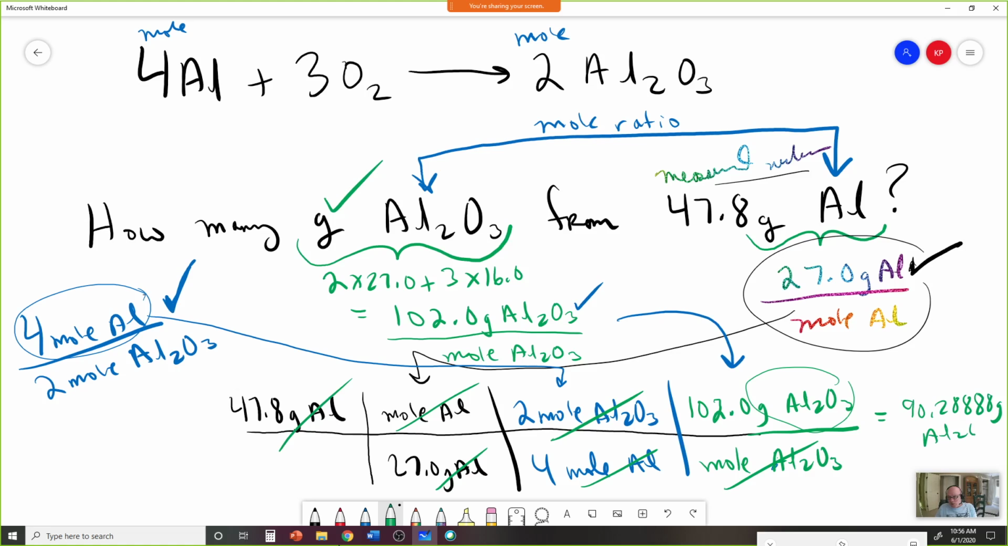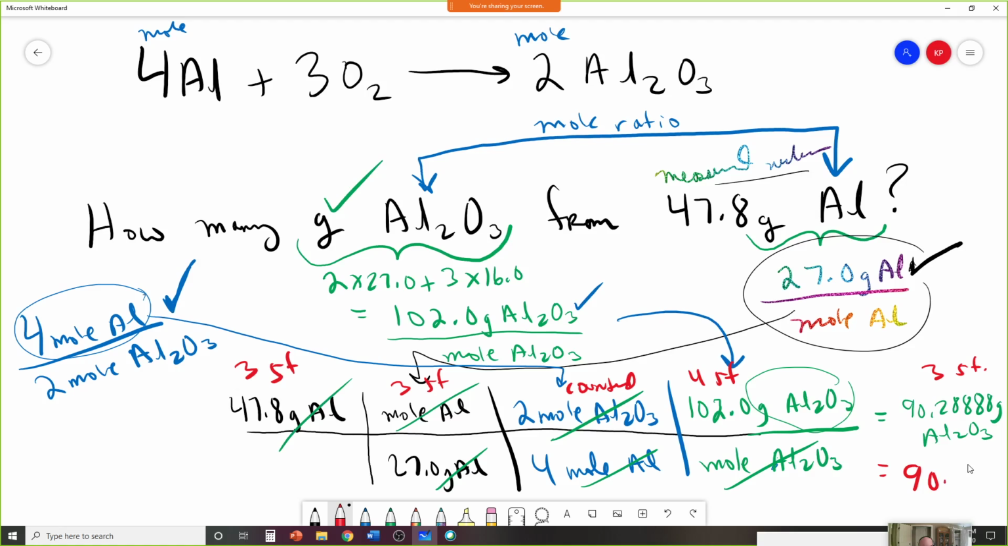grams aluminum oxide. All right, and we need to do significant figures on this. We look through here at significant figures. We have 3 SF, we have 3 SF, and I have counted 4 SF here, so our answer should be 3 SF, and that is 90.3 grams aluminum oxide. The way we did it was 1, 2, 3, and we looked one more over. We rounded up the 2 to a 3, and there we go. We have our answer. And we're going to do more of these.